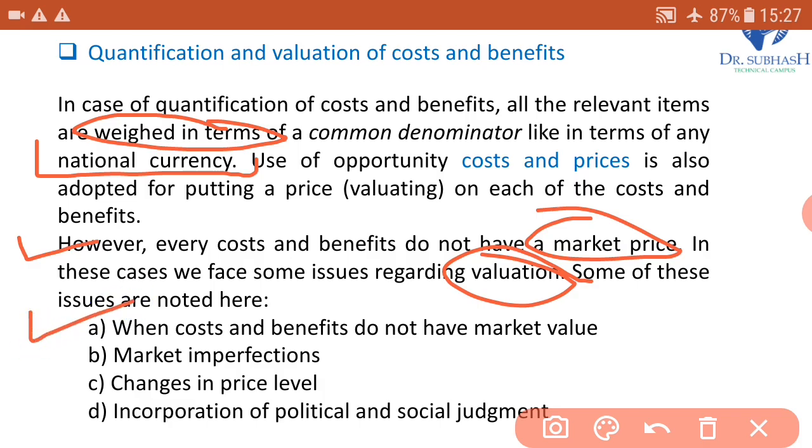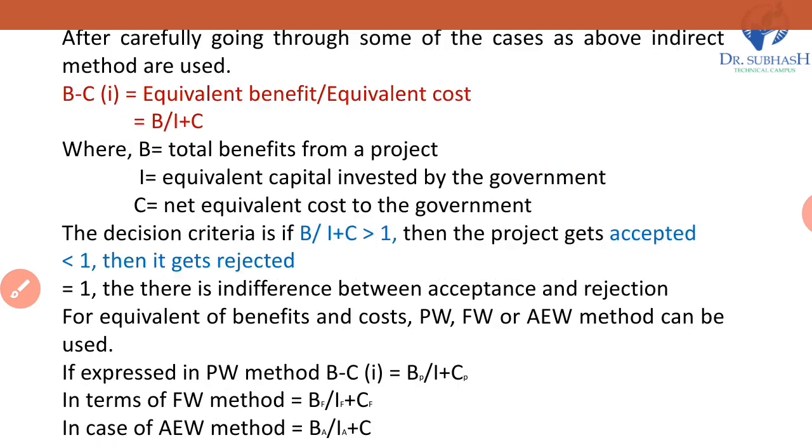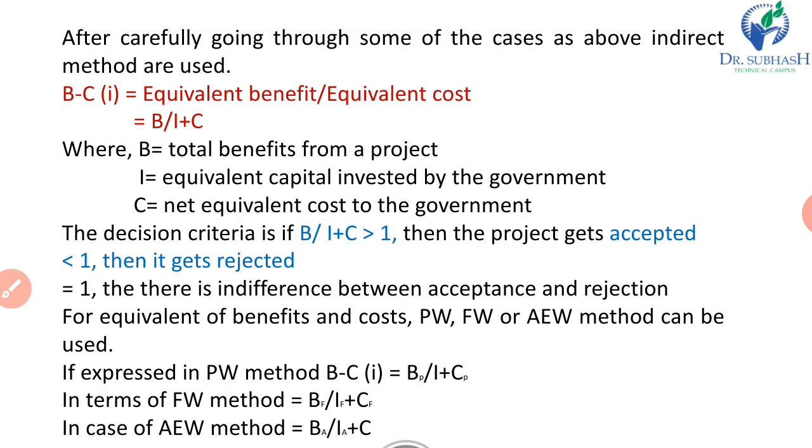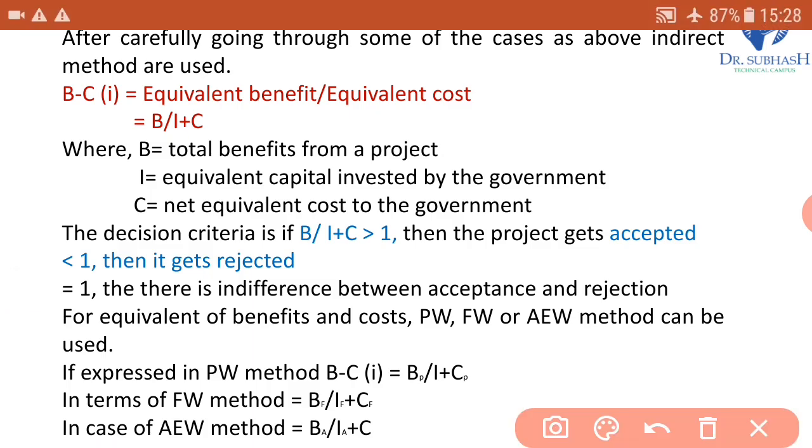Some examples are when costs and benefits do not have market value. The second issue is market imperfections. Next one is changes in price level. Then the next one is incorporation of political and social judgment. So these are the issues we can face for this analysis. After carefully going through some of the cases as above, indirect methods are used.